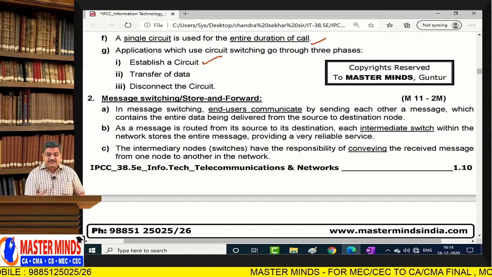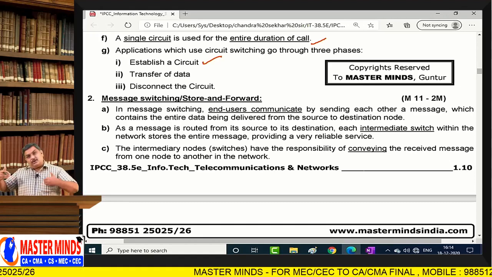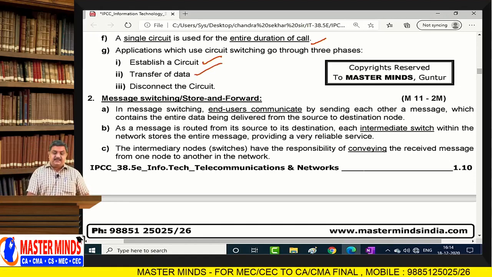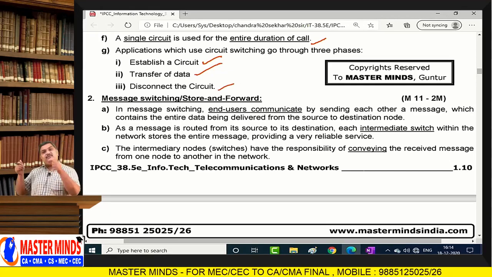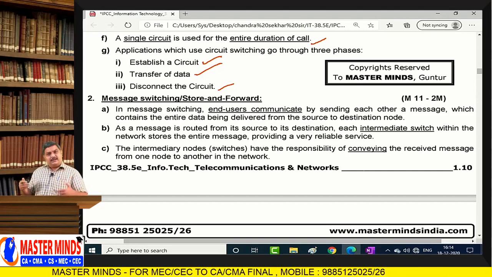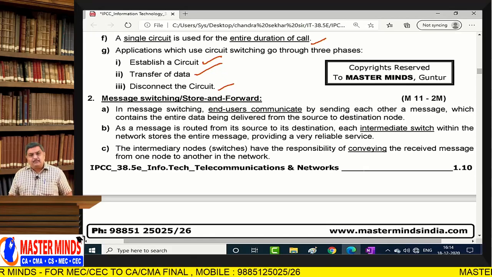First you have to establish a circuit. That means the sender has to connect with the receiver. Then the transmission of data takes place. Then once the work is finished, we will disconnect the circuit. That means in a telephone call, what happens? When the work is finished, we will disconnect the call. Automatically the circuit also breaks.